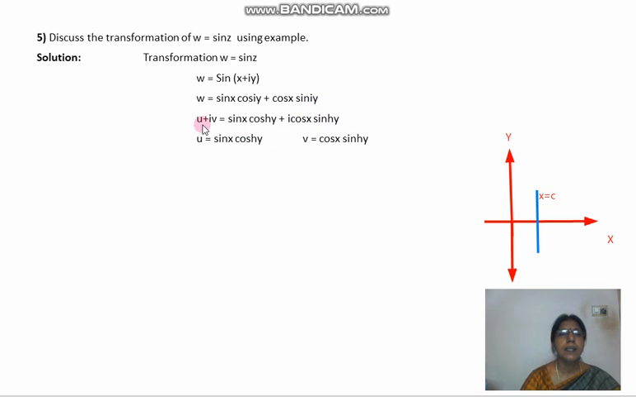Now compare the real and imaginary parts. The real part on the LHS is u, and on the RHS it is sin x cosh y. So u = sin x cosh y and v = cos x sinh y. Okay? This is about the transformation. Only this is given in the problem.